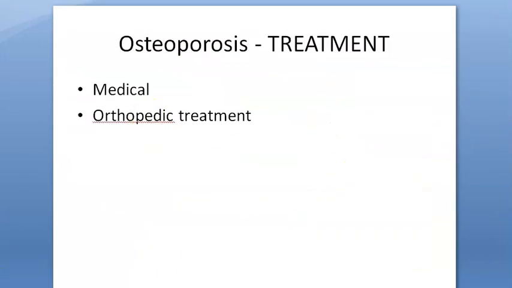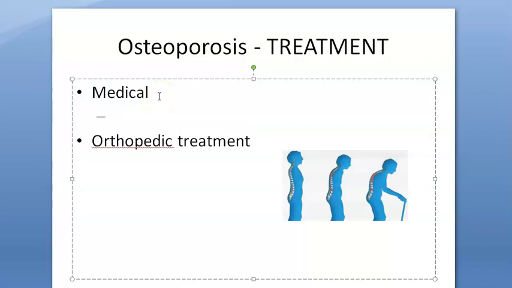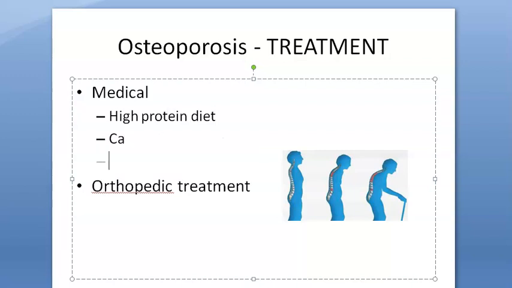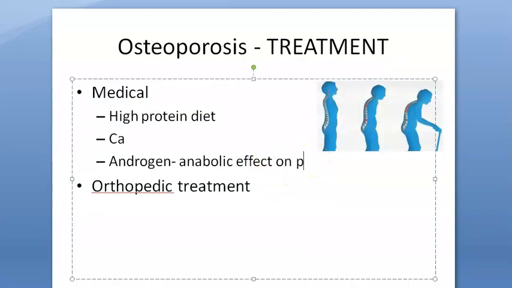Now let's move on to the treatment. Generally they are saying it is difficult to treat, and there are many factors affecting. Let's come to medical treatment. High protein diet. Just eat high protein diet, remove malnutrition, then it'll become fine. Then calcium, you can give this person calcium supplementation. Give androgens. Why will you give androgens? Hormones, right? Because they have an anabolic effect on the protein matrix of bone.